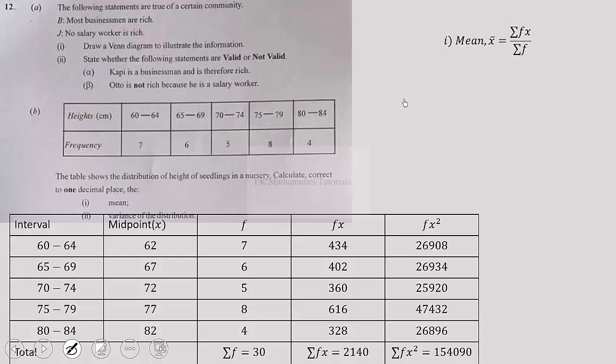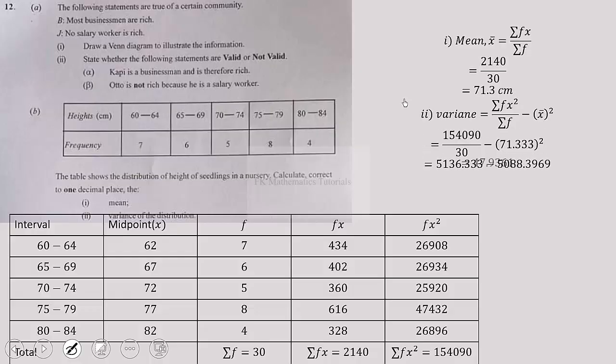Mean is summation fx over summation f, which is 2140 over 30, and that will be 71.3 centimeters. Then the variance is the square of the standard deviation. So when we square the standard deviation, the square root goes away, and we substitute the summation fx squared and summation f and the mean squared, and that will evaluate to 47.9361, which is approximately 48.0 to one decimal place.